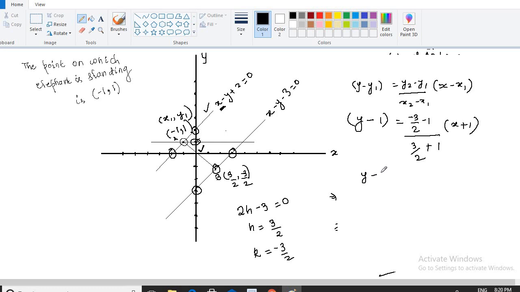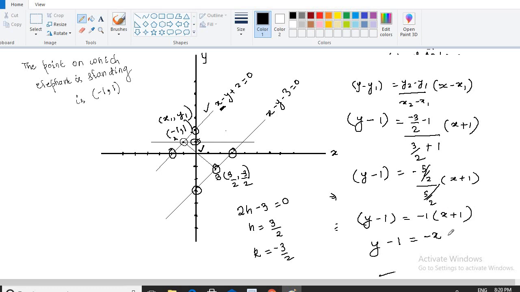Let's simplify this. y minus 1 is equal to, this will give you minus 5 by 2, and this will give you 5 by 2, into x plus 1. Cut this value, this will give you y minus 1 is equal to minus 1 into x plus 1. Then y minus 1 is equal to minus x minus 1. Cut down this value, you are going to get y is equal to minus x. This is y plus x is equal to 0. So the shortest path equation is y plus x is equal to 0.